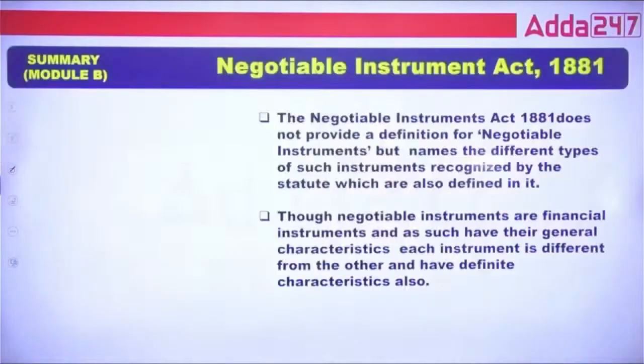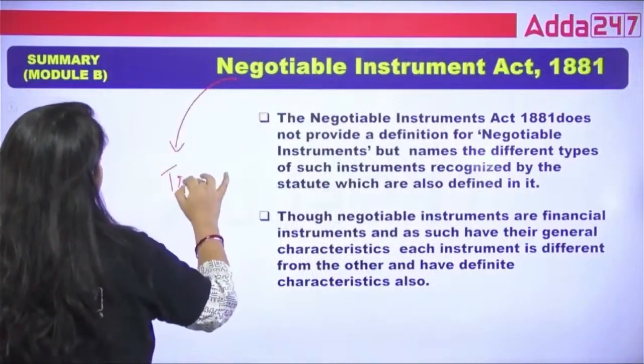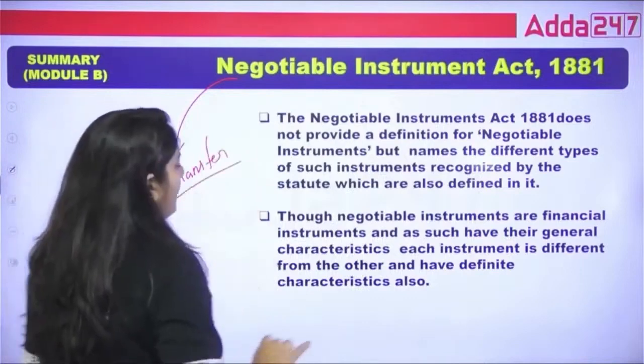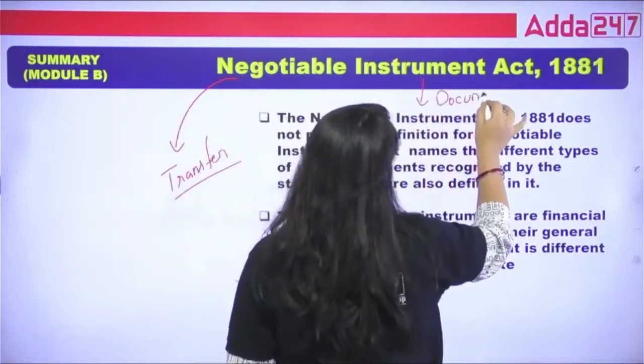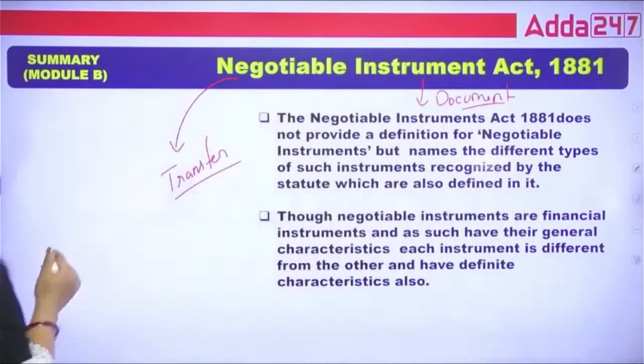And today is the Negotiable Instruments Act. So what exactly does this act mean? Negotiable basically means transfer, and instrument means document, right? So what exactly do we have to study in this act?